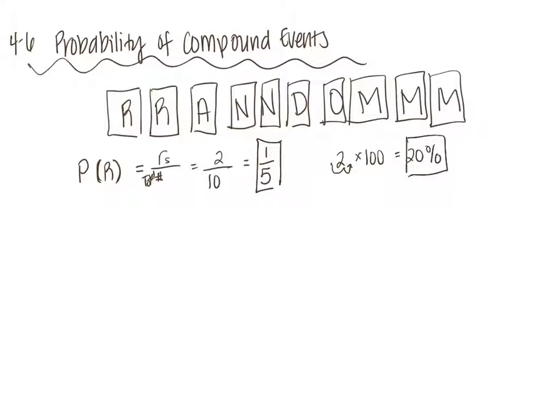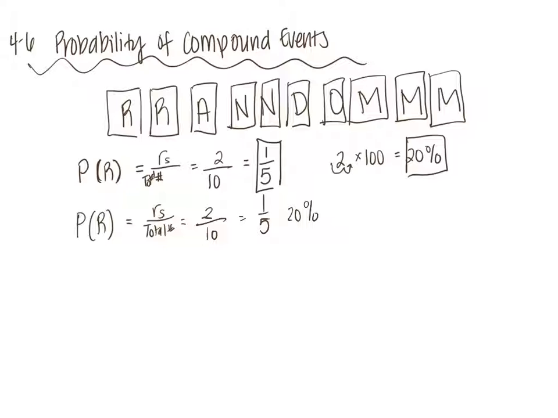Well, now let's say that I draw an R and I replace it. I want to know what the chances are that I'm going to draw an R again. Well, again, my probability of drawing an R if I replace the first one I drew is still the number of R's in my deck over my total number. And how many R's do I have? Well, I put the other one back, so I still have 2. I reshuffle. I still have 10 cards. It's still 1/5, or 20%.